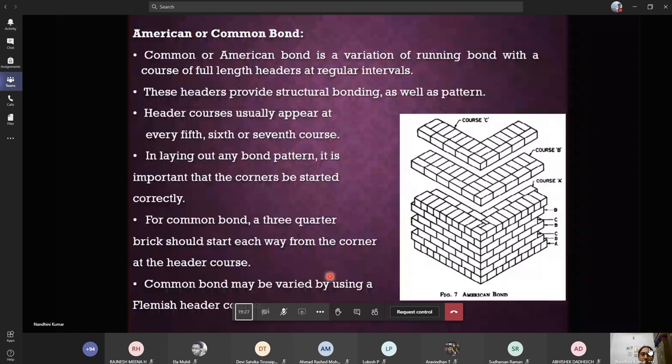And what is American or common bond? It is nothing but a variation of running bond with a course of full length headers at regular intervals. These headers provide structural bonding as well as pattern. Header courses usually appear at every fifth, sixth, or seventh course.